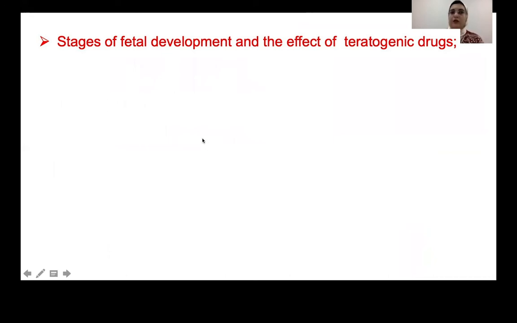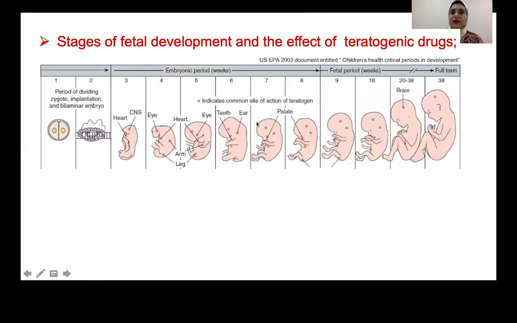To make it more simple, let's see here the effect of the teratogenic drugs. As you can see here, the first 2 weeks, which is the stage number 1, and then from week 2 to week 8, which is stage number 2, organogenesis, and stage number 3, which is the stage of organ development. What happens if a mother took a teratogenic agent during each stage?